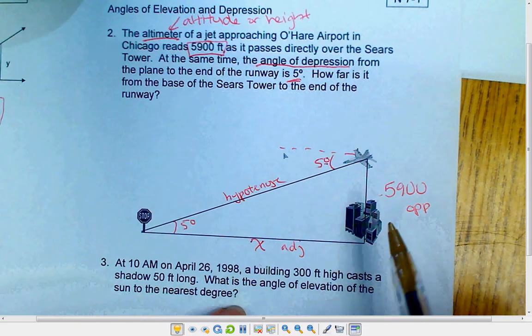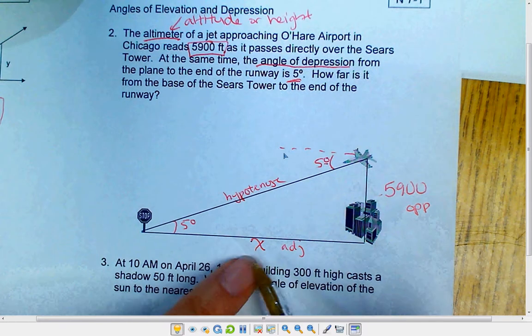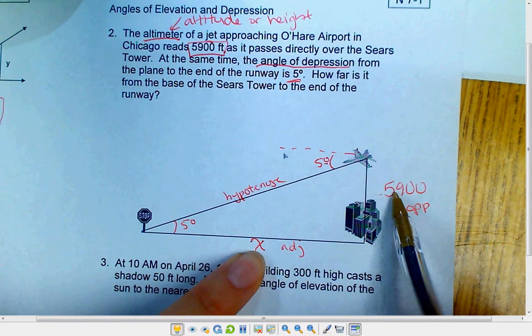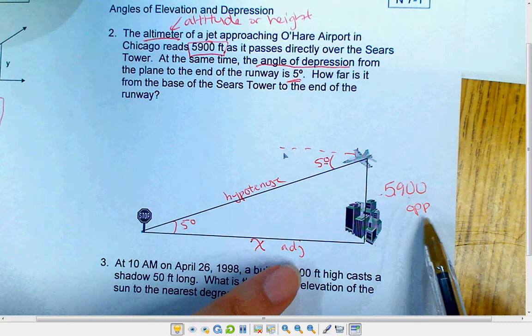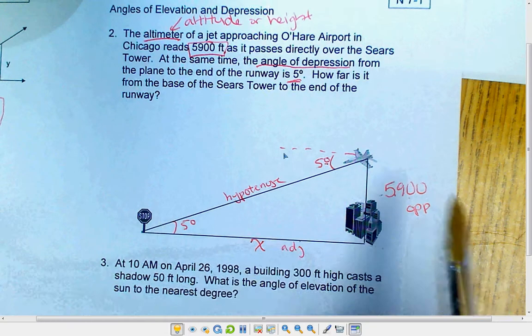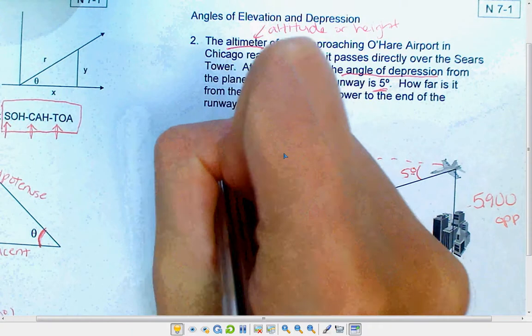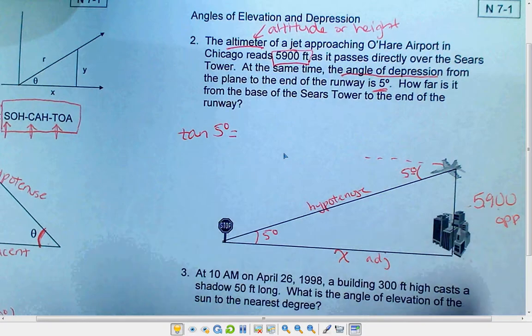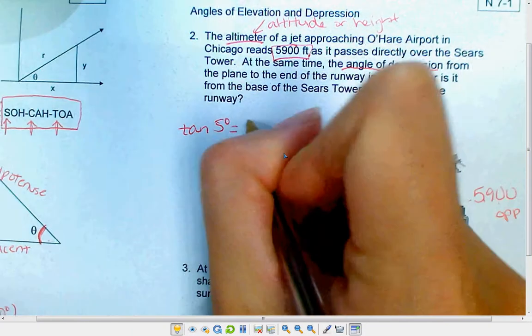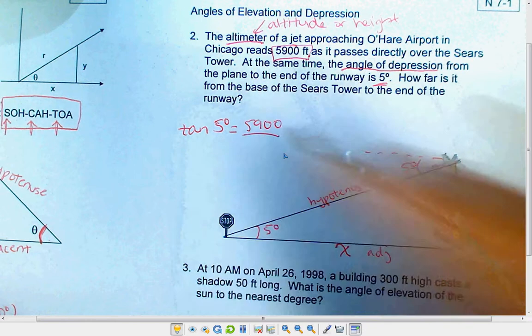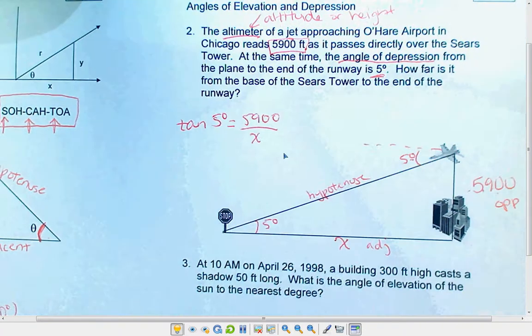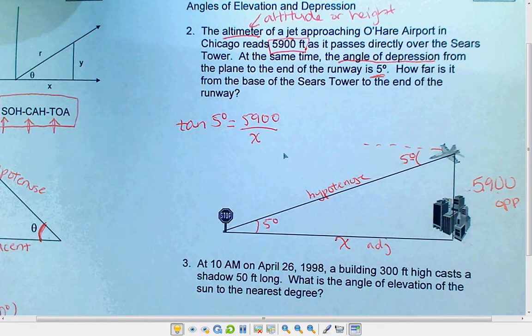So I'm looking for a trig function that connects the 5,900, because we know this number, with the x. So we want opposite and adjacent. So the one with opposite and adjacent is tangent. So we're going to be using tangent of 5 degrees equals opposite, which is 5,900, over adjacent, which is x. So now we're trying to solve for x.